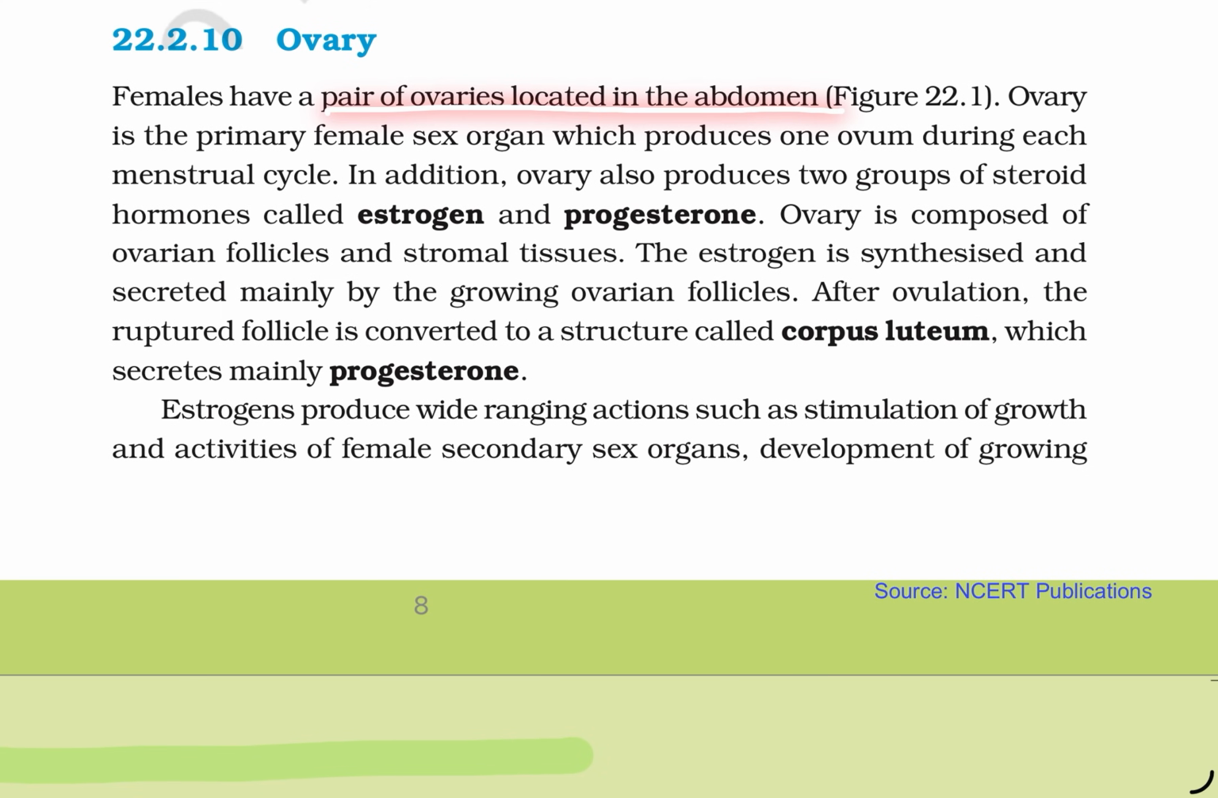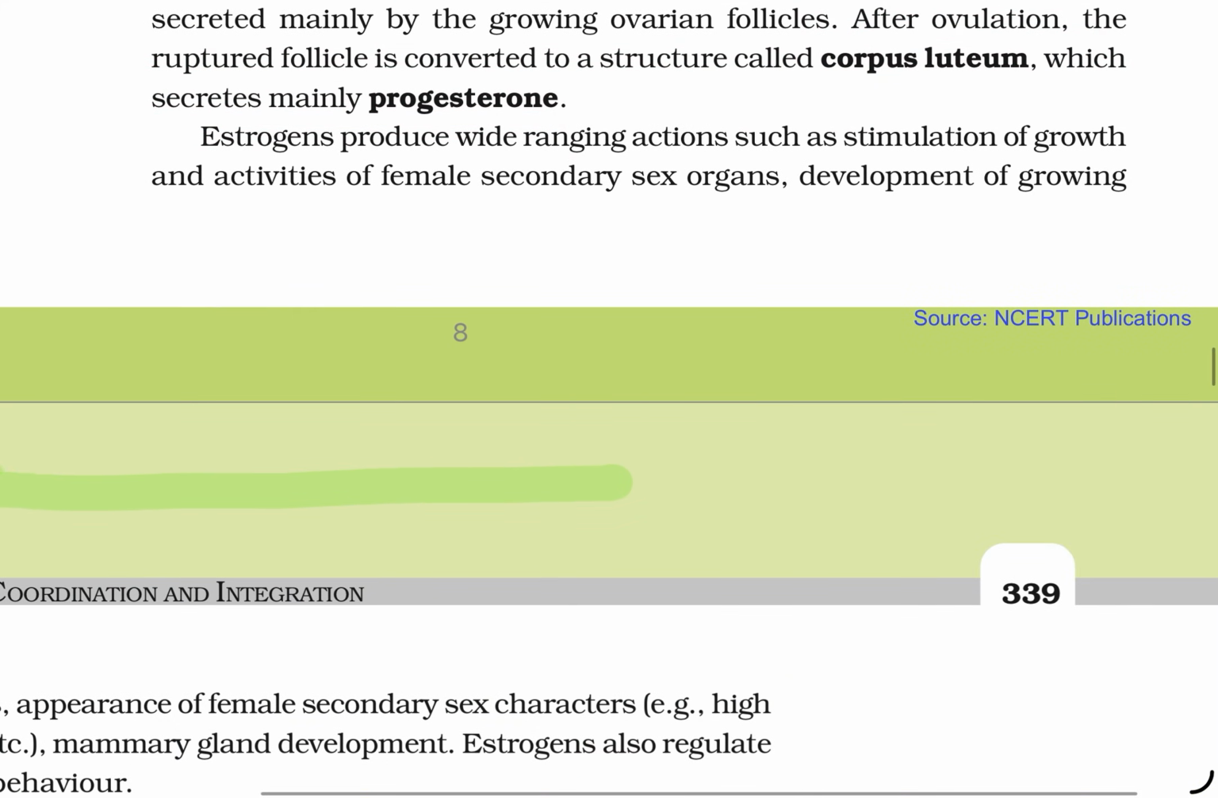The ovaries are a pair located in the abdomen. The ovary is a primary sex organ that produces one ovum during each menstrual cycle. In addition, the ovary also produces two groups of steroid hormones, estrogen and progesterone. The ovary is composed of ovarian follicles and stromal tissue. Estrogen is synthesized and secreted mainly by the growing ovarian follicles. After ovulation, the ruptured follicle is converted to the structure called corpus luteum, which secretes mainly progesterone.